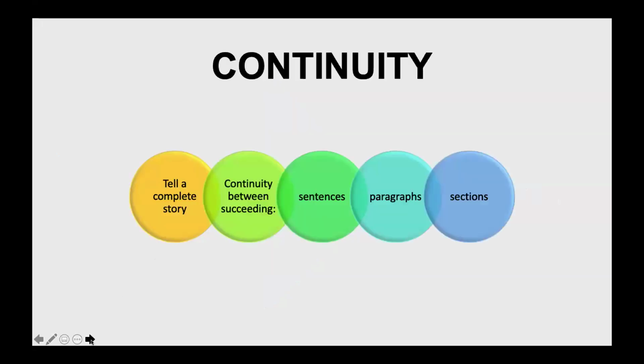Continuity means telling a complete story, with continuity between succeeding sentences, paragraphs and sections. It's like a storybook where you read from one chapter to the next. What happened in this chapter? What happened in the next chapter? So people keep on being eager to know more. That way of writing can help to increase the interest among readers about your findings.